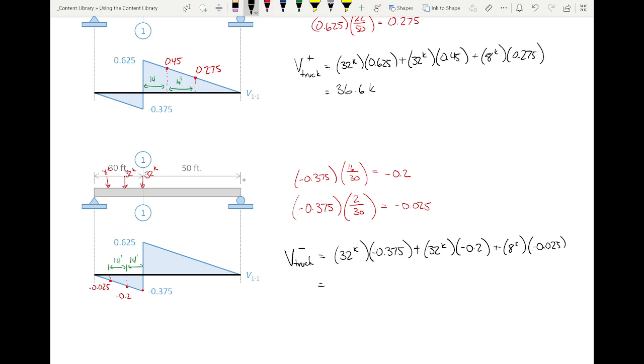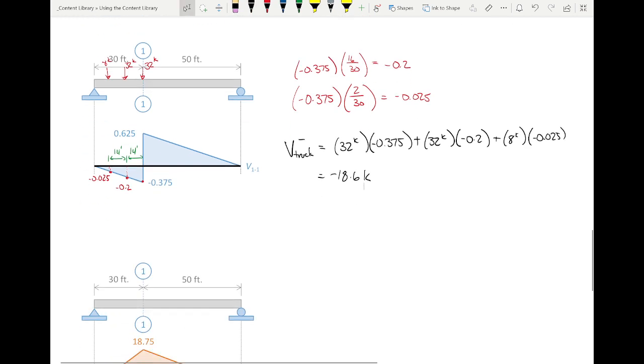So what are we getting here? Negative 18.6. Do I have a second on that? Yeah. So that means this one right here is negative 18.6. And the only thing that's left is this one. So here's what we're going to do for this last one.